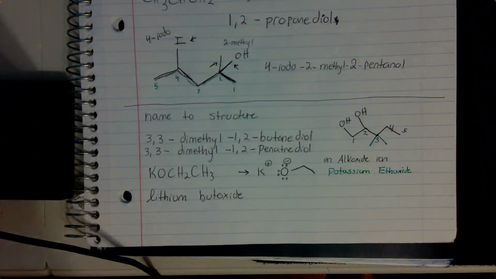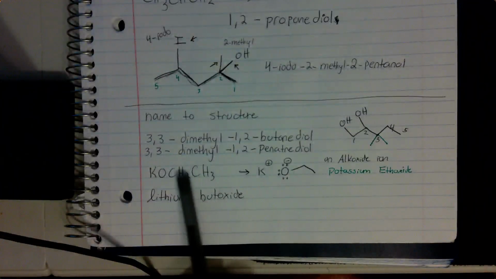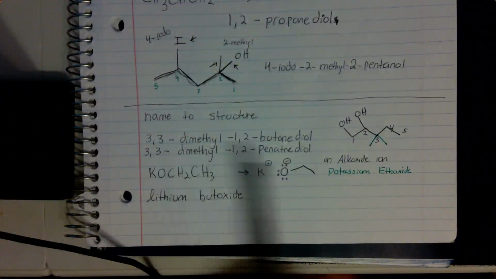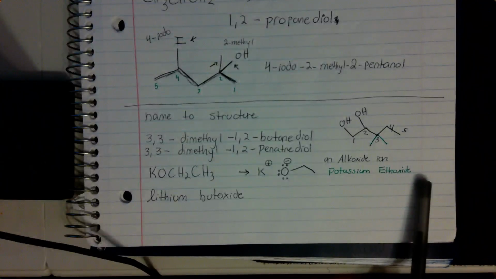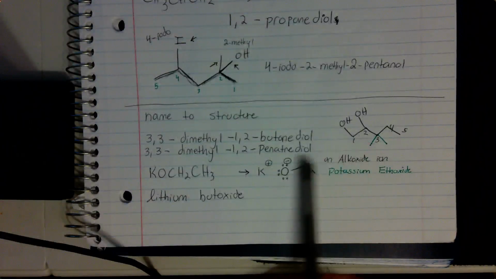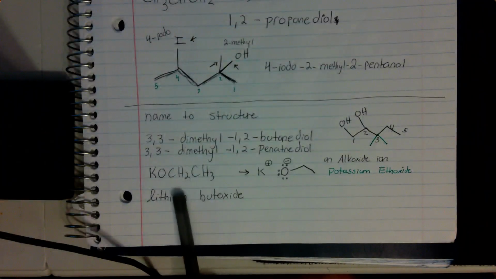Potassium ethoxide. So we've now just seen how to go from the name, or from a half condensed structure, to a skeletal structure showing charges and such, to the full name. In general, this thing is called an alkoxide ion, so it's really potassium ethoxide. We'll look at this other example that has been asked of you to draw.